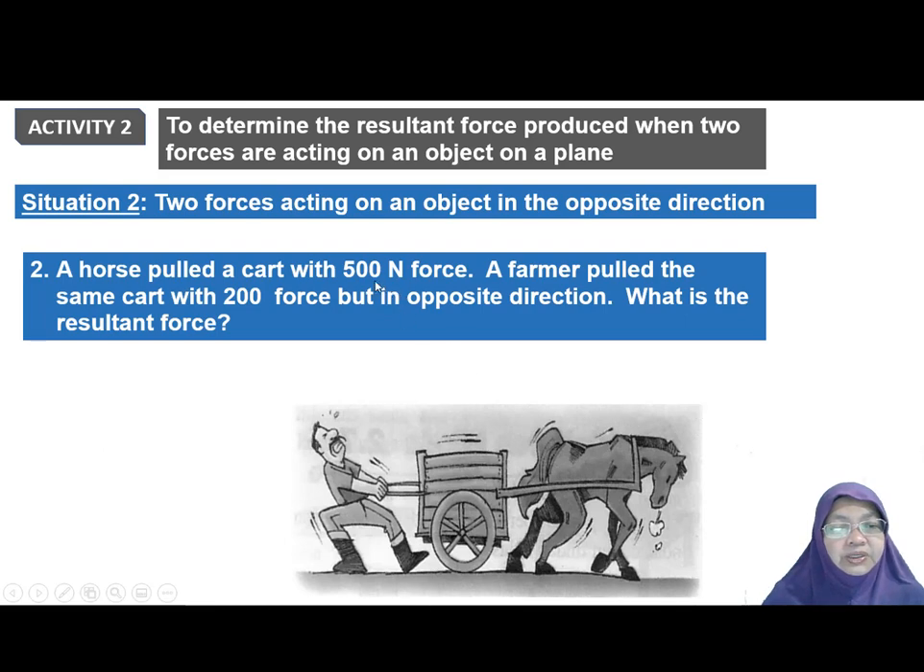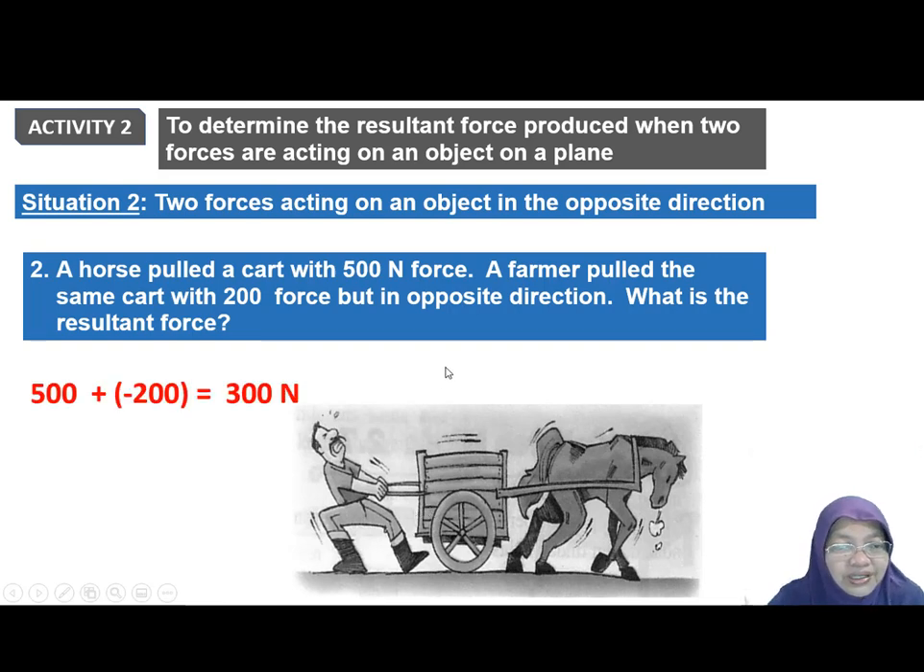Now we have 500 Newton from the horse, but the farmer does not want the horse to go to the right, so he pulls in the opposite direction, 200 Newton. 500 Newton force to the right, but the farmer pulls to the left. So what happens? Who will win? So 500 by the horse and 200 in the opposite direction to the left, so we put minus. So 500 minus 200 is what? 300 Newton. So as a result, the horse will win, the horse will move to the right.